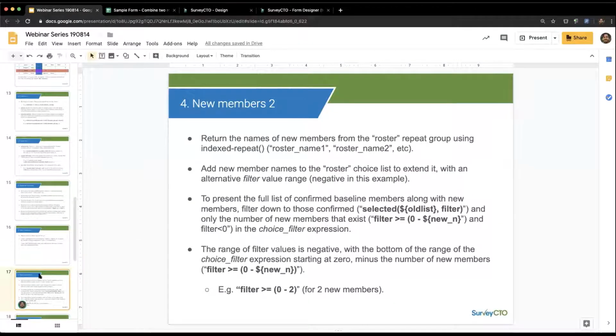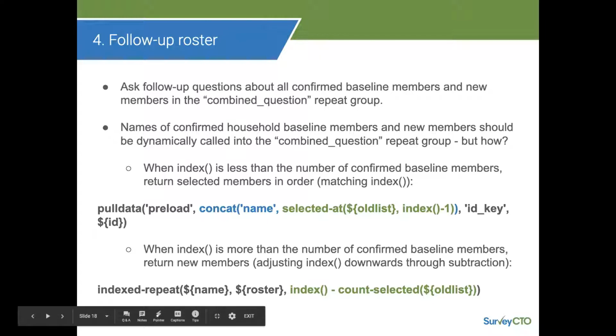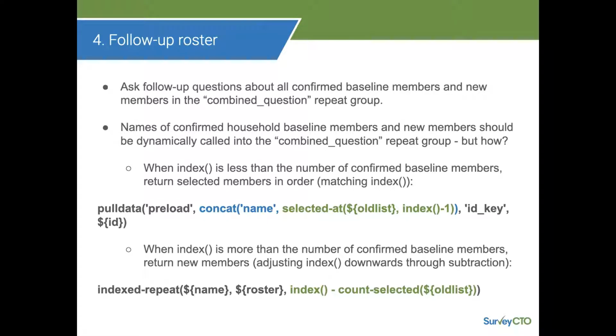Let's head back to our slides just for now. Okay, the last part of this sample form is a combined repeat group roster for follow-up questions on all confirmed baseline members and all new members. The names of confirmed baseline members and new members will be dynamically called into the combined question repeat group, starting with the baseline members, following with the new members. But how will we achieve this?